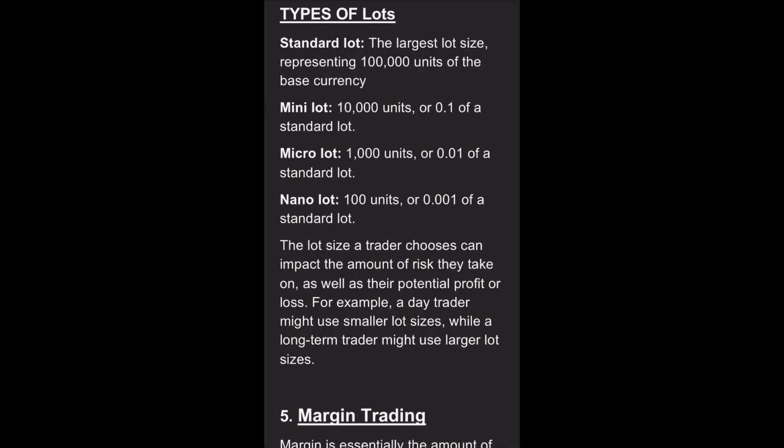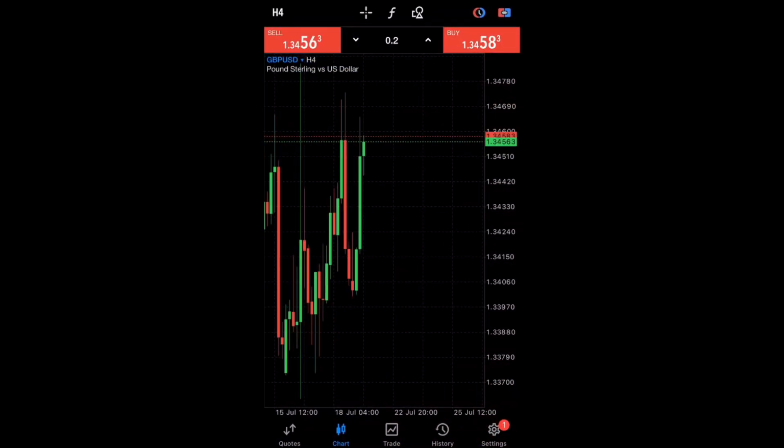These micro lots and nano lots are mostly used by individual traders, and mini lots as well are only used by individual traders. You understand? People that trade from $1 million downwards or so, depending on the case. So these are what we use. Most people use $1,000 to trade $10,000. They use more of micro lots and nano lots. So that's that. Now I have explained what a lot is to you.